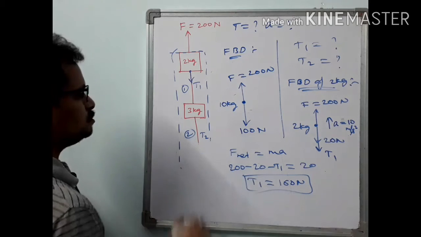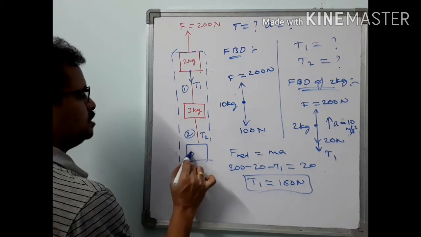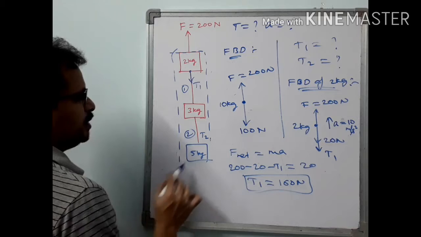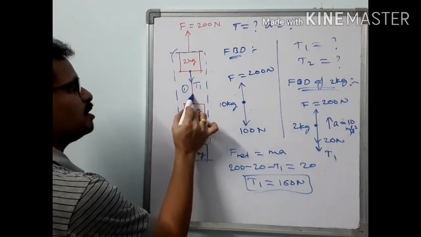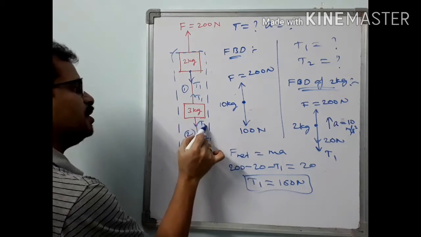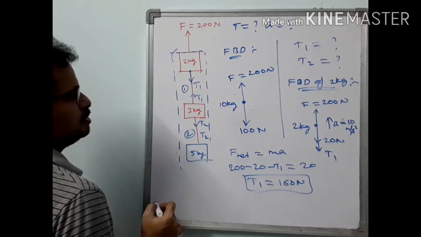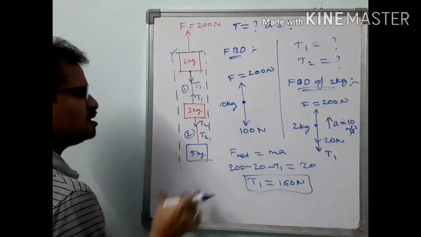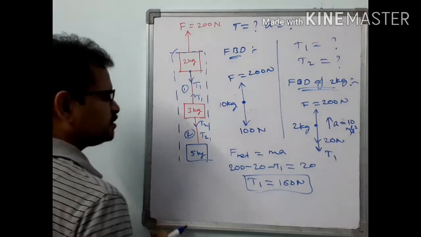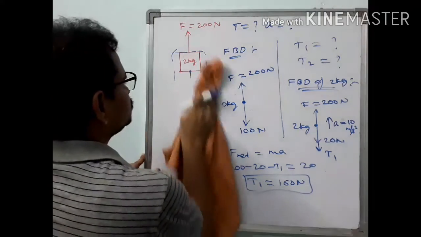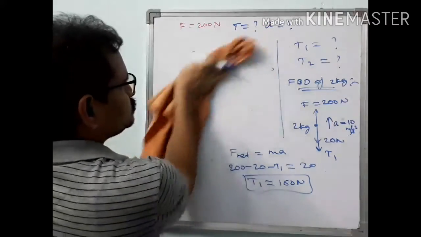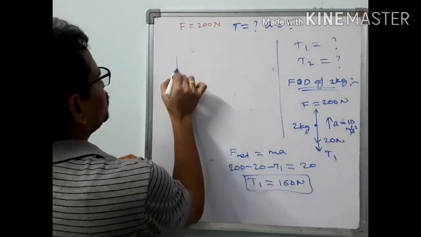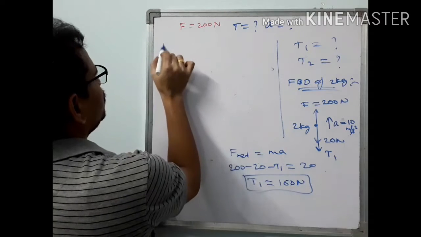So to find T2, this is the 5 kg block. You can take the 5 kg block here. If you take the 3 kg block, you should draw one more T1 here, T2, and again the gravitational force. So two tension forces and one gravitational force. So let us take this 5 kg block here, the FBD of the 5 kg block.